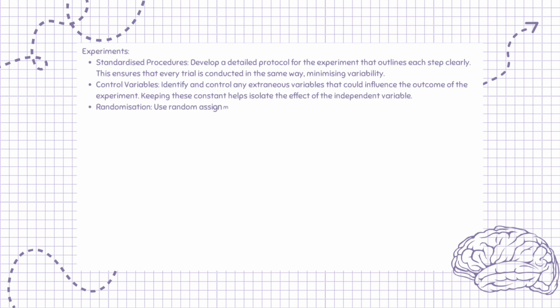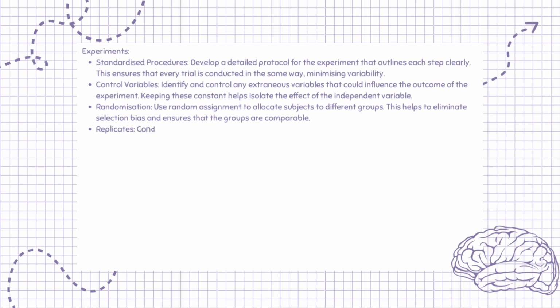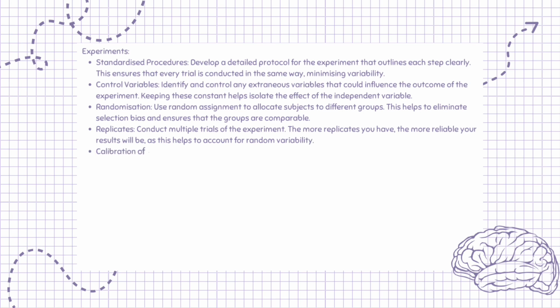Randomization. Use random assignment to allocate subjects to different groups. This helps to eliminate selection bias and ensures that the groups are comparable. Replicates. Conduct multiple trials of the experiment. The more replicates you have, the more reliable your results will be, as this helps to account for random variability.